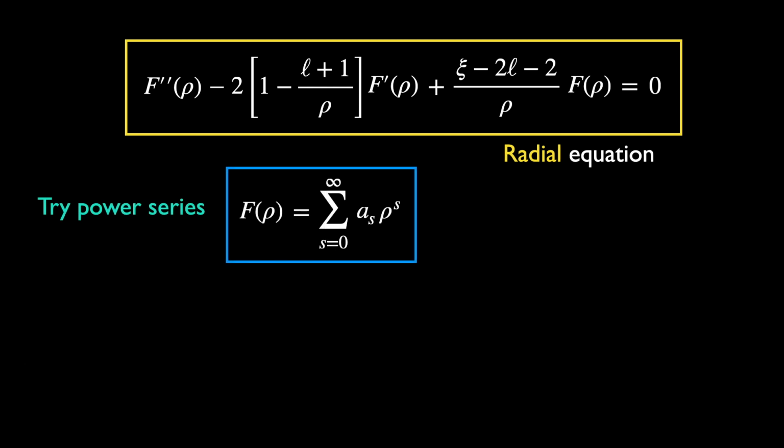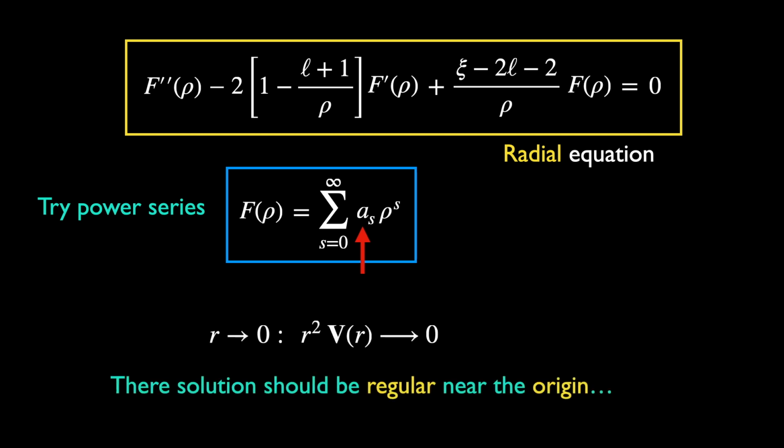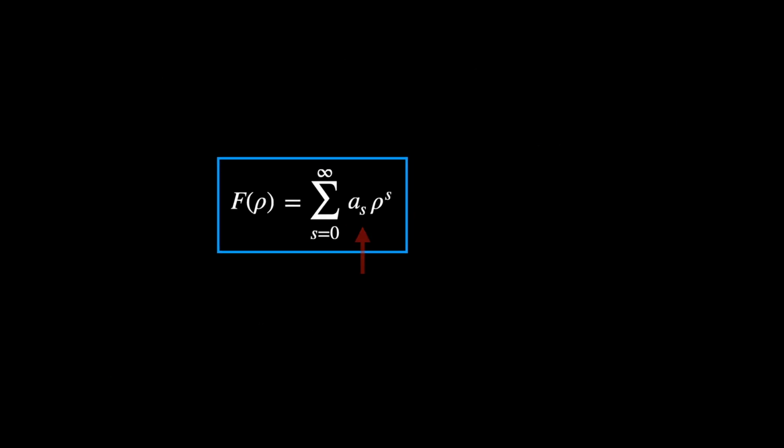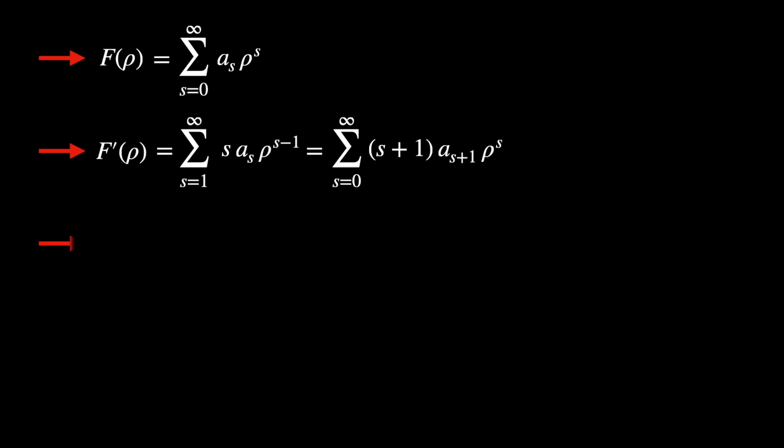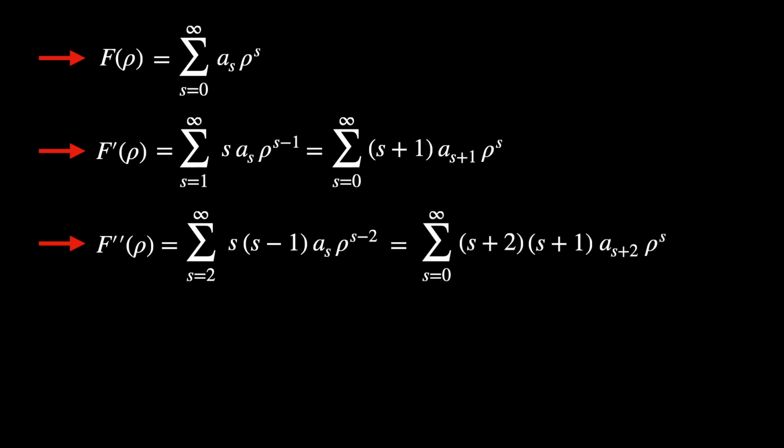Let's try a power series solution. The coefficients a's will be the unknowns to be solved. We know this is possible because the Coulomb potential satisfies the condition which allows the solution to be regular near the origin. Let's calculate the first and second derivatives of the series to be used in the radial equation. Note that we have shifted the summation index s for both series of the derivatives such that each power of rho can be easily compared among all the series.